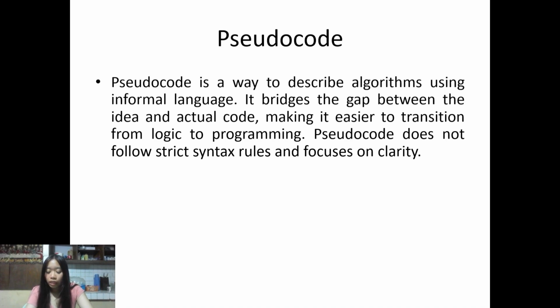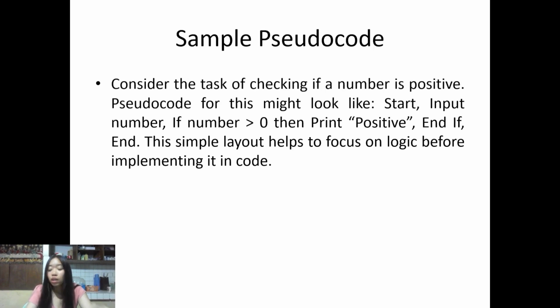Informal, language-agnostic steps used to plan out an algorithm before translating it into code. Sample pseudocode. Consider the task of checking if a number is positive. Pseudocode for this might look like: start, input number. If number is greater than zero, then print positive. End if. This simple layout helps to focus on logic before implementing it in code.